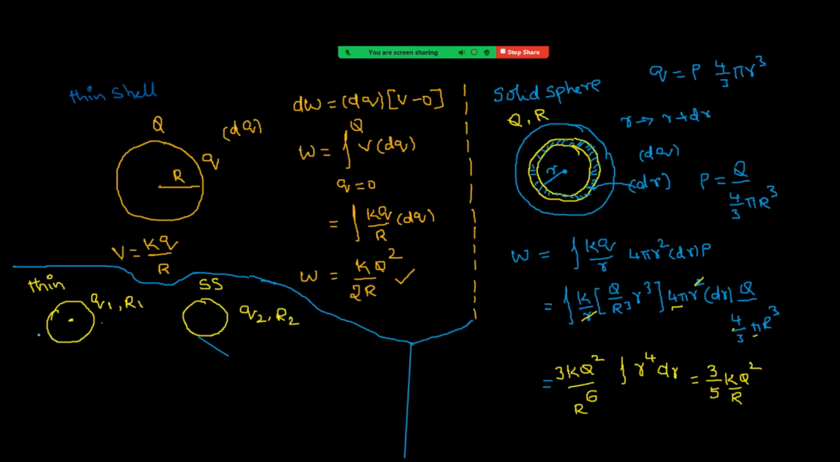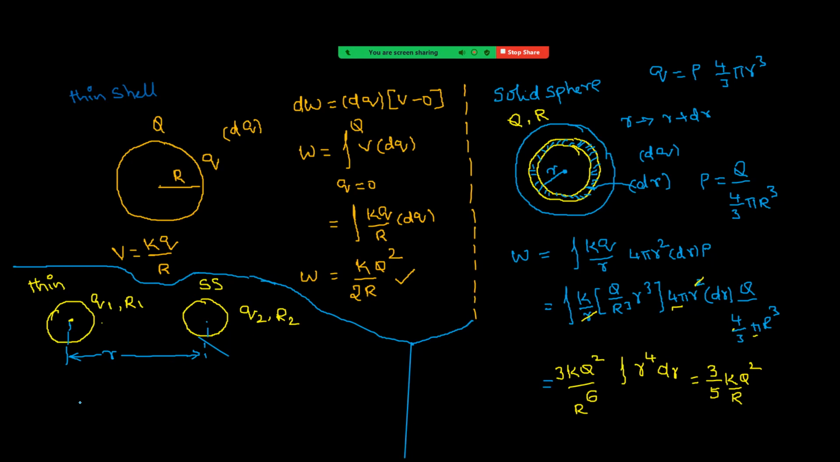Right. So we are given here one thin spherical shell, radius R1, charge Q1. It is now a solid sphere, meaning charge is in the entire volume, charge Q2, radius R2. And between these two, the separation is, take it as small r, from center to center. Now the question is, find the potential energy of the system.